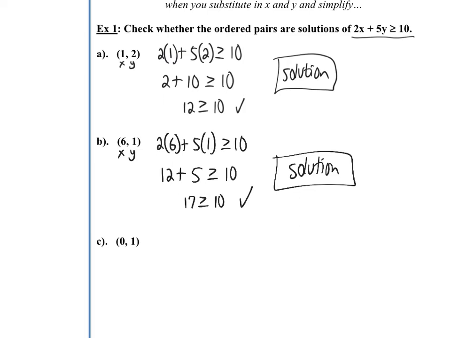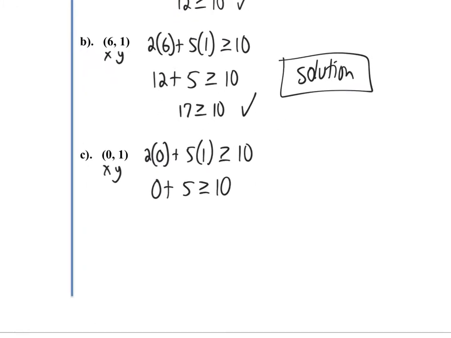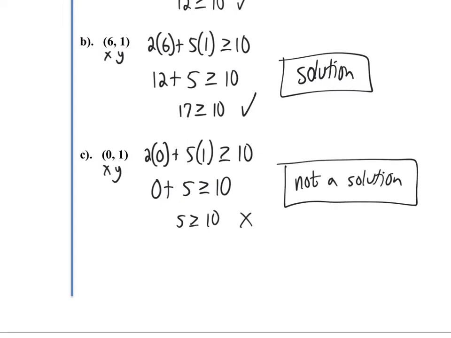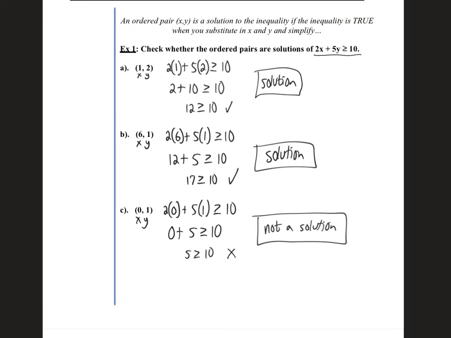And then we have 0, 1. We're going to call that x and y again. So we have 2 times 0, plus 5 times 1, greater than or equal to 10. 0 plus 5 is greater than or equal to 10. 5 is greater than or equal to 10. Is that true or not? That is not true, so this one is not a solution. That's how we test whether something's a solution to an inequality or not. We just have to plug it in and see if it's true at the end. All right, moving on.